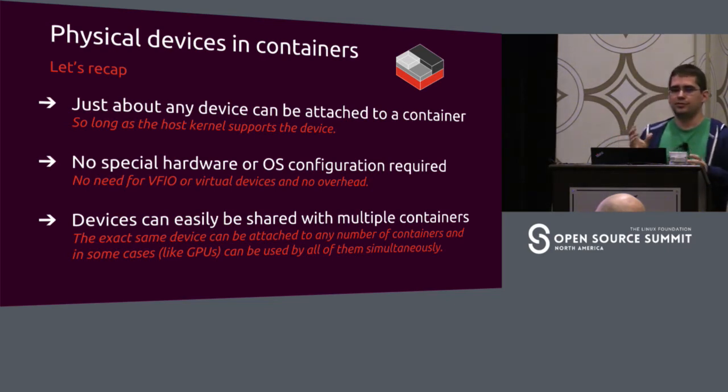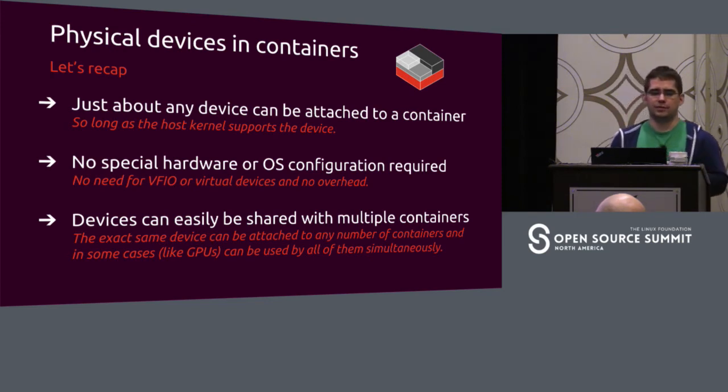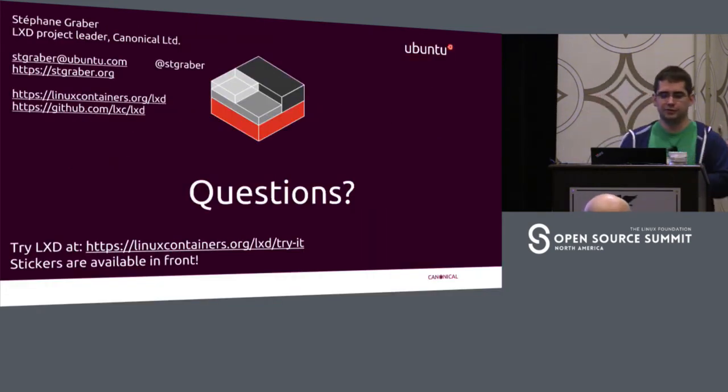It's pretty simple. The device nodes are exposed to more than one container, so long as the kernel driver supports multiple accesses, it's going to work fine. If the kernel driver doesn't support it, the first container attaches to it, and the second one gets a usually pretty clear error message coming back from the kernel saying that it's already being used, and they can try again later.